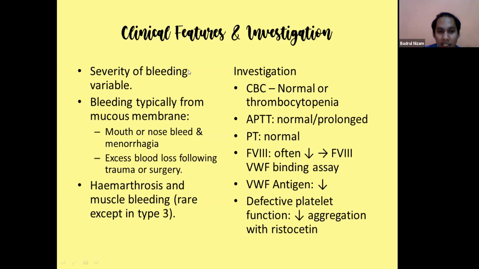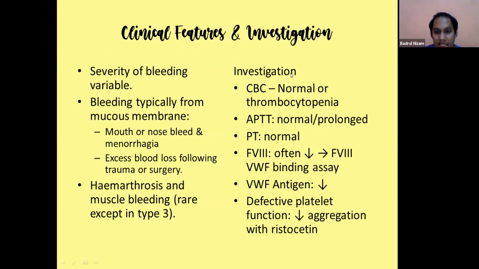Okay, so for the clinical features, in von Willebrand disease the severity of bleeding is variable, depending on the type. It can present with mucocutaneous bleeding, such as mouth or nosebleed, menorrhagia, excessive blood loss following trauma or surgery, or deep bleeding, because it affects both pathways, such as hemarthrosis or muscle bleed.